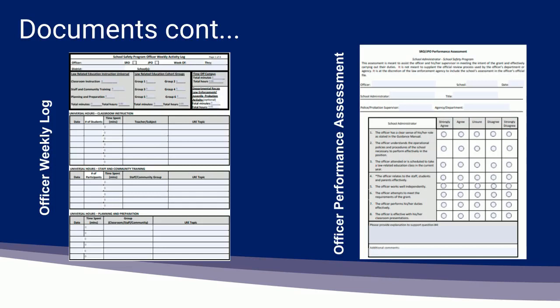On the right is the officer performance assessment. The site administrator is required to complete an officer performance assessment twice a year. The assessment must be shared with the officer's supervisor. The evaluation is meant to assist the officer and his or her supervisor in meeting the intent of the grant and effectively carrying out their duties. It is not meant to supplant the official evaluation process used by the officer's department or agency.